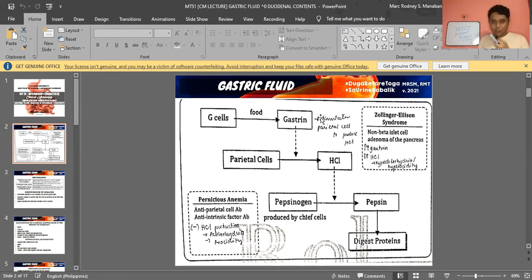Okay, so take note of that. Pernicious anemia. All right, so it's autoimmune, it destroys your parietal cells or the intrinsic factor. You have autoantibodies, no? Autoantibodies come first in pernicious anemia. All right, okay, so that's the summary of the flow of the production of gastric fluid.